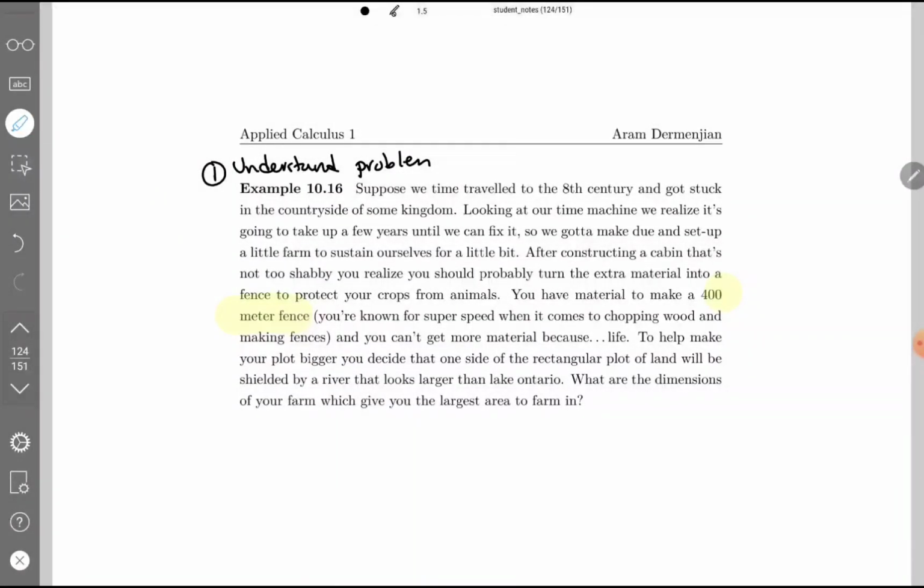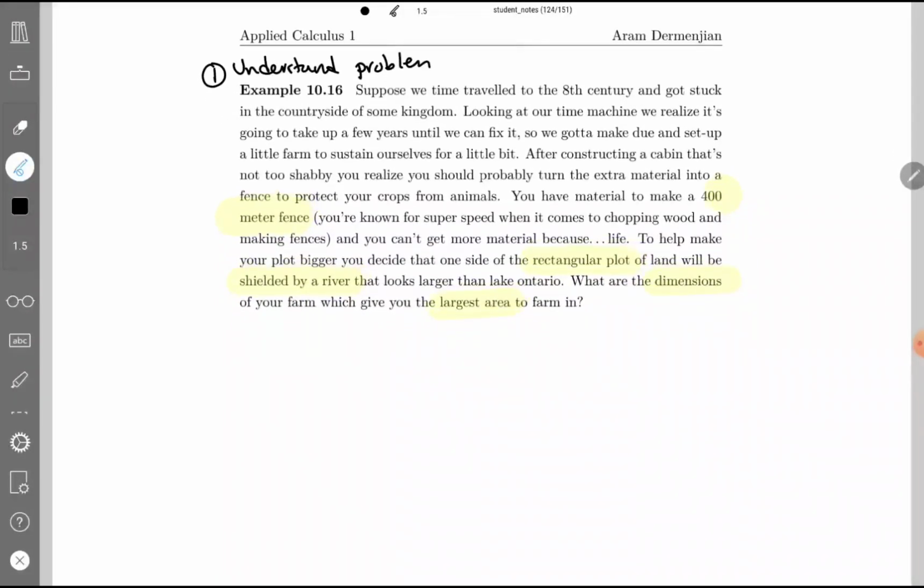And what you're going to want to do is make a rectangular plot of land that will be shielded by a river. So on one side you have a river. And the question is, what is the largest area? They're asking particularly what the dimensions of your farm are.